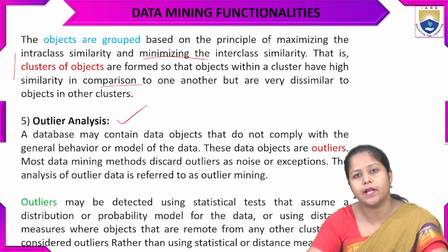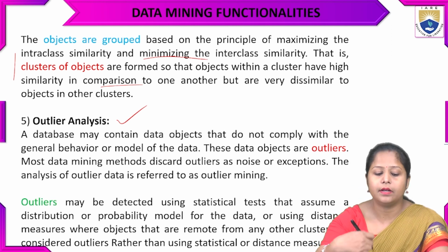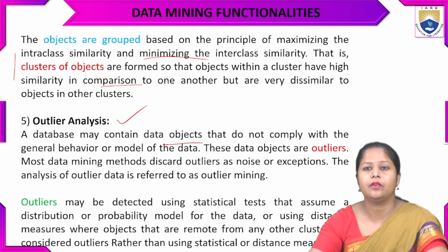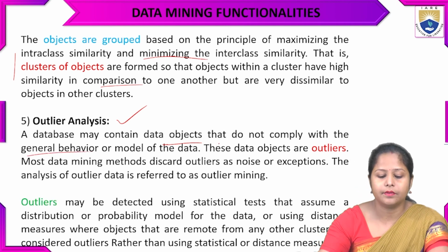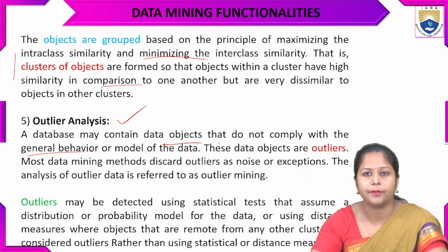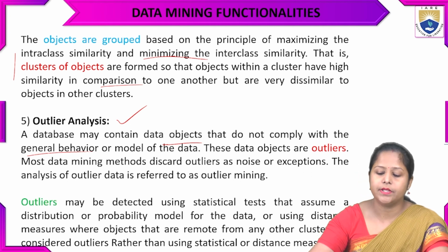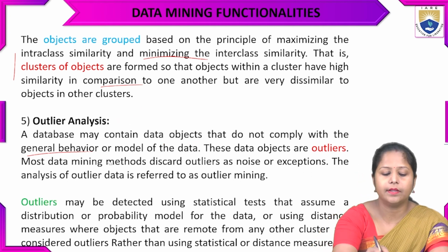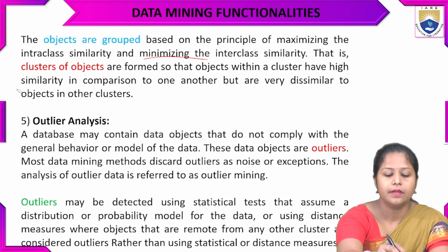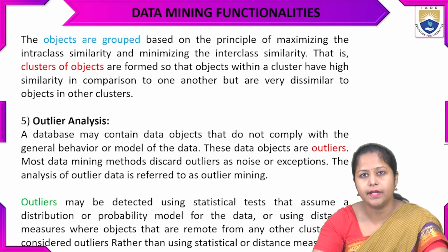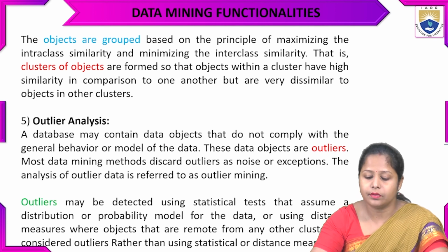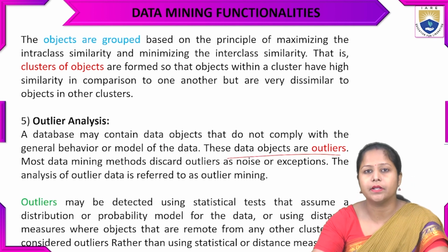Fifth functionality is outlier analysis. A database may contain data objects that don't comply with the general behavior or model of the data. These data objects are outliers. In the earlier example we have seen the outliers in the classification, right? These data objects are nothing but the outliers.